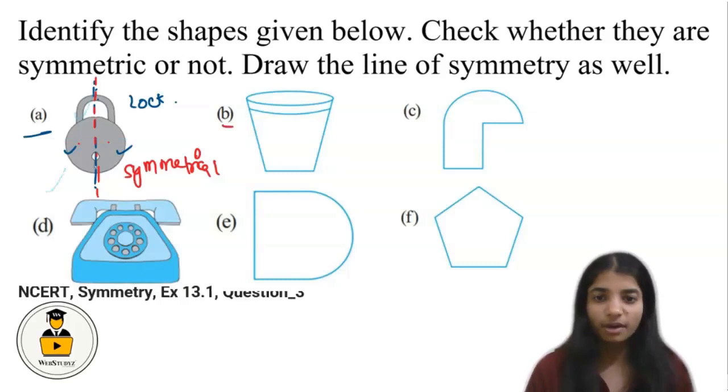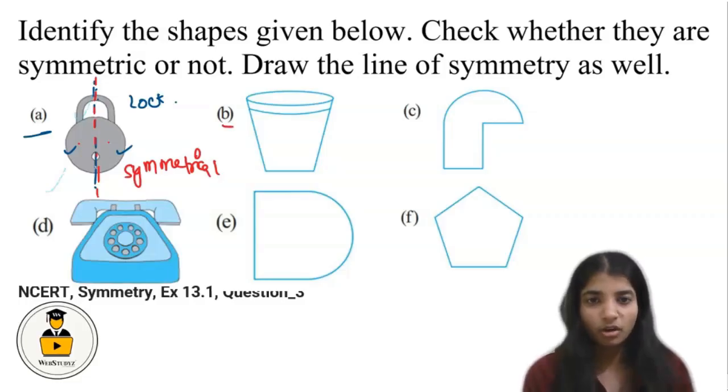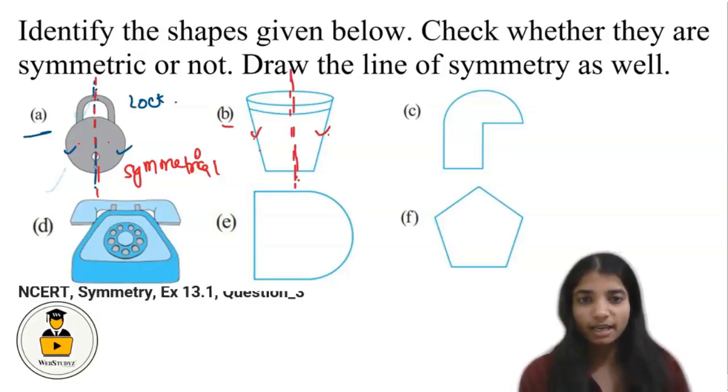Now we are considering part B. In this part, we are given this glass-like figure. We have to check whether it is symmetrical or not. If we draw a line through its center, let's say this line, both the sides become identical. If we cut along this line of symmetry from the center, we get both shapes identical. If both shapes are identical, we can say that this is a symmetric figure, and this is our line, which is represented by the red line.